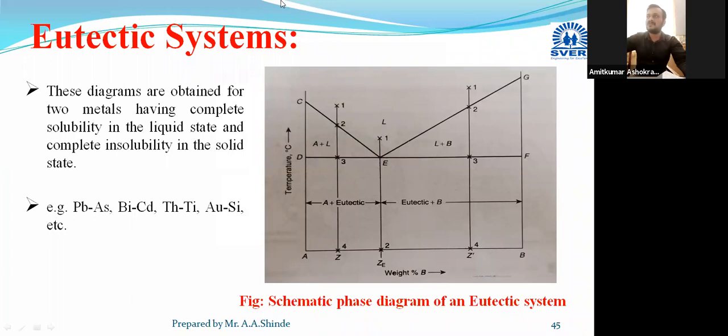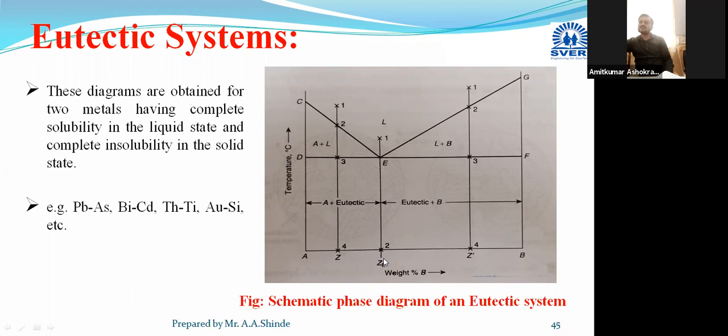Okay, all points are clear, so I will move forward. Now in this eutectic system, as I have discussed, exactly at this region the eutectic transformation is occurring, and its corresponding point is the eutectic composition. Its corresponding temperature is the eutectic temperature, and the alloy with this specific composition will be termed as the eutectic alloy. And if an alloy has less composition than the eutectic composition, it will come toward this left hand side. This will be a hypoeutectic alloy.